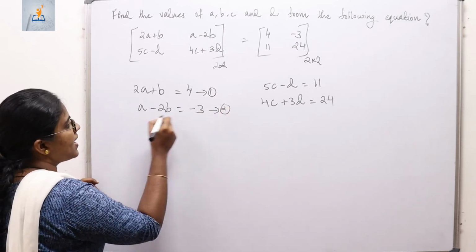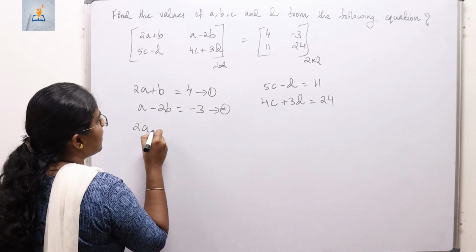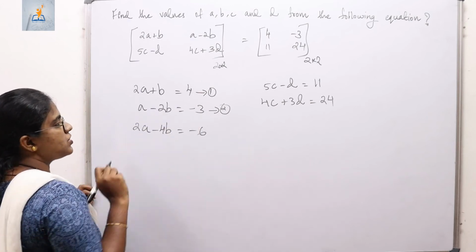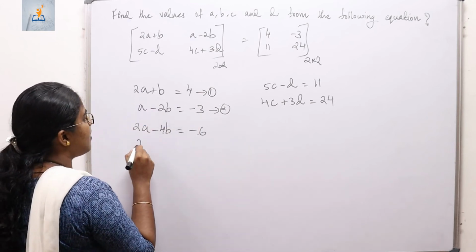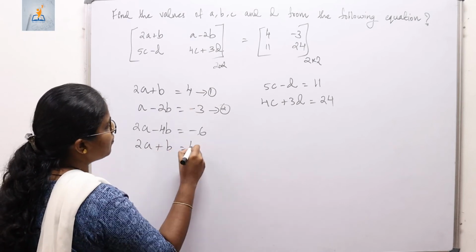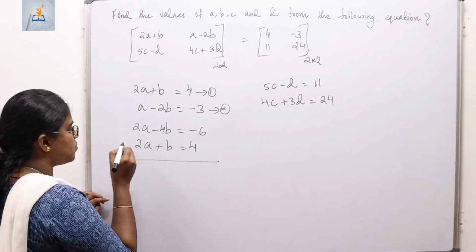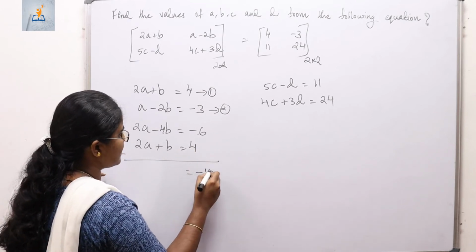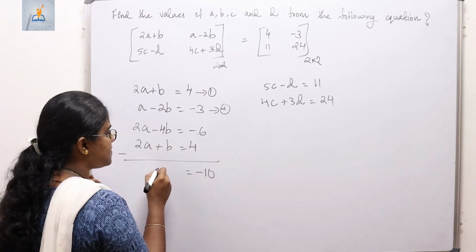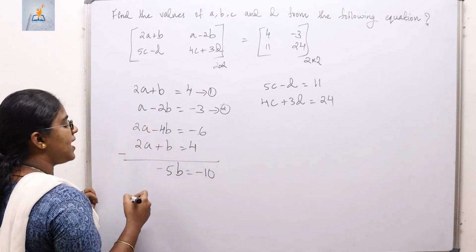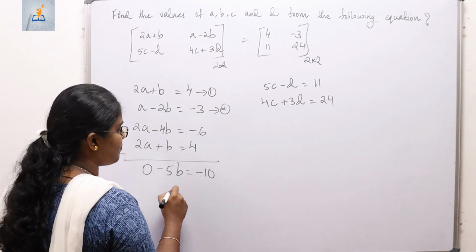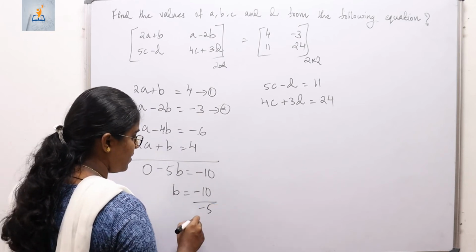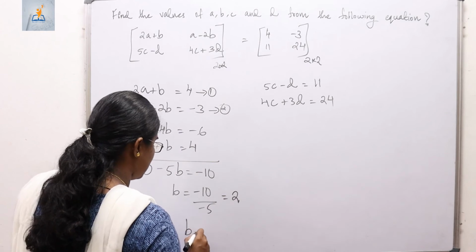So for that I am making equation number 2 like 2a minus 4b is equal to minus 6. It is by multiplying the equation 2 throughout by 2. Again we have 2a plus b is equal to 4. So subtracting these two equations, we will get like this: minus 6 minus 4 is minus 10, minus 4b minus b is minus 5b, and 2a minus 2a is 0. So we have negative 5b is equal to negative 10. So b is equal to negative 10 by negative 5, which is equal to 2. So b is equal to 2.